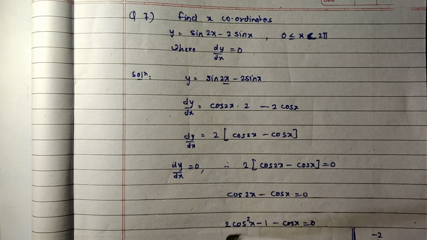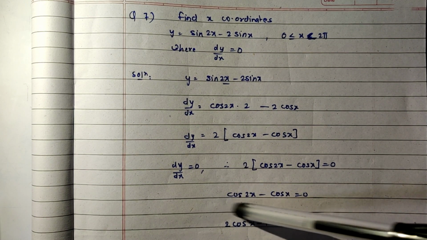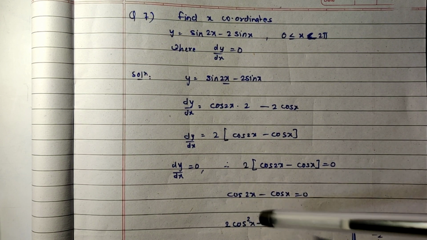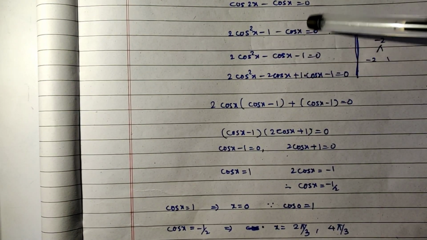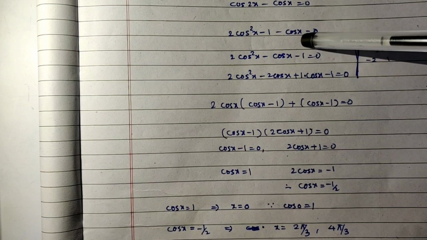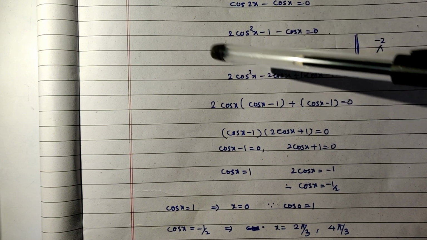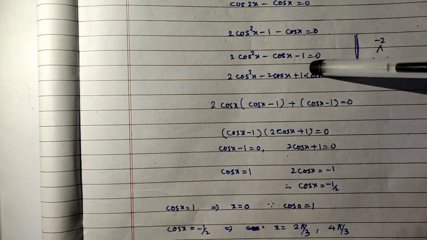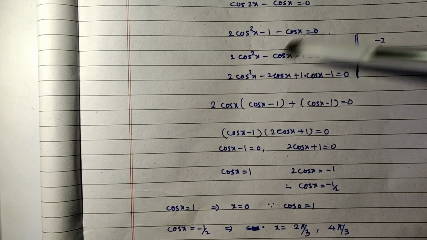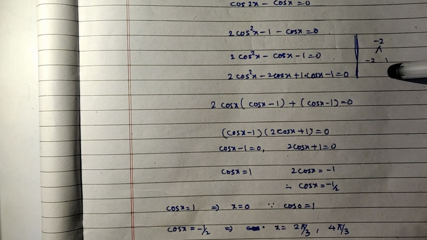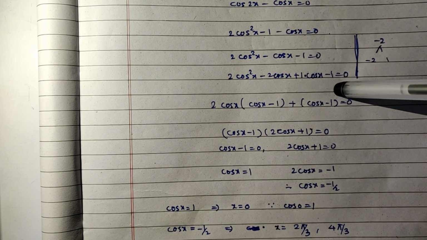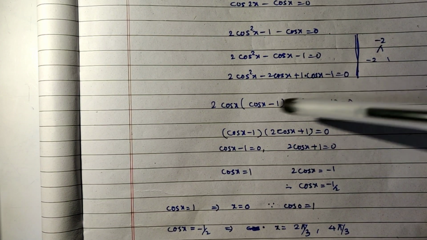Now cos 2x we will write as 2 cos square x minus 1. The formula for cos 2x can be written as 2 cos square x minus 1 or 1 minus 2 sin square x. Here we use it in terms of cos only, so therefore cos 2x we write as 2 cos square x minus 1, and this minus cos x is equal to 0. 2 cos square x minus cos x minus 1. So we are getting a quadratic equation in cos x. 2 and minus 1, that is minus 2, factors are minus 2 and 1. Split the middle term, minus 2 cos x and 1 cos x. So this quadratic equation can be solved.